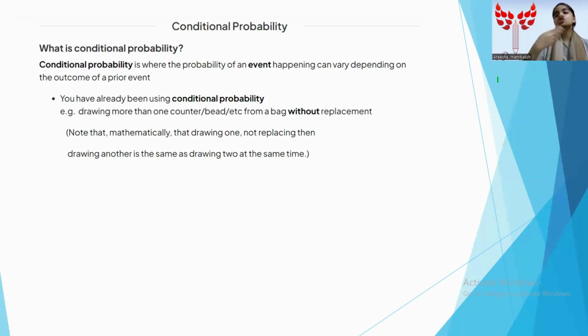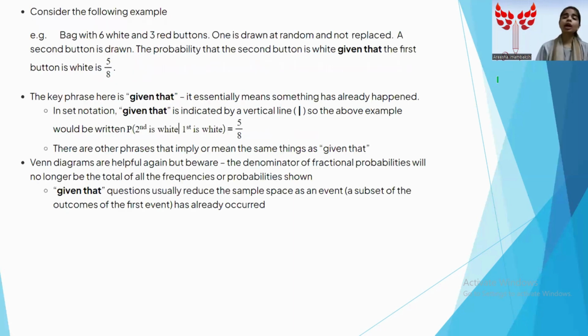Because your probability has now changed, it was 3 upon 5, now it is 2 upon 4. The probability has changed depending on your first event. Now you can see a bag with 6 white and 3 red buttons. One is drawn at random, not replaced. A second button is drawn. Probability that the second button is white, given that the first button is white. So now you've gone with 1 white button. You are left with 8 buttons and 5 white buttons. So the probability will be 5 upon 8.